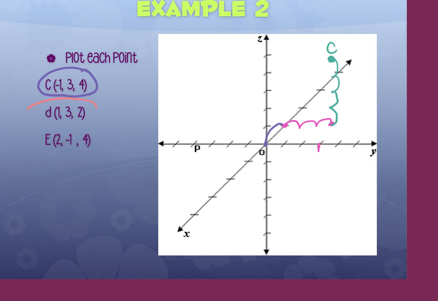All right, so D is (1, 3, 2). I'd start at 0 and move forward 1. Then +3, I move towards the y, 1, 2, 3. And then +2, I go up 1, 2. And D would be around there. It's not a perfect science. And the last one is E. I'd move forward 2. This time I'm going left 1. And I'm going up 1, 2, 3, 4. And E would be approximately there.